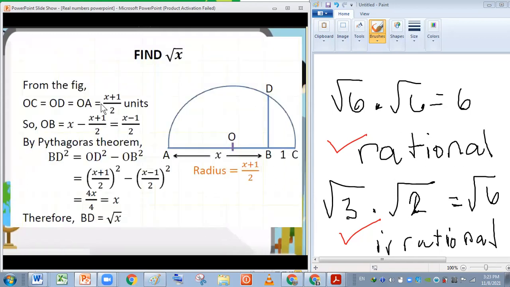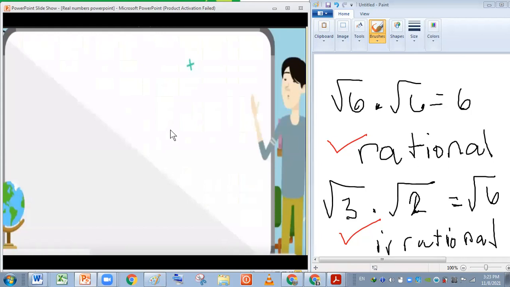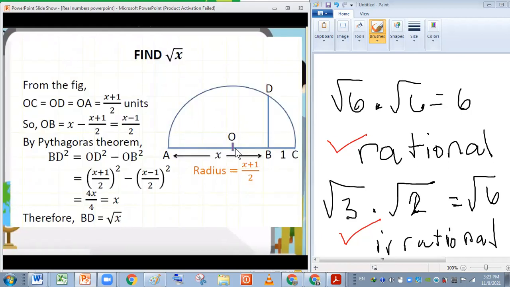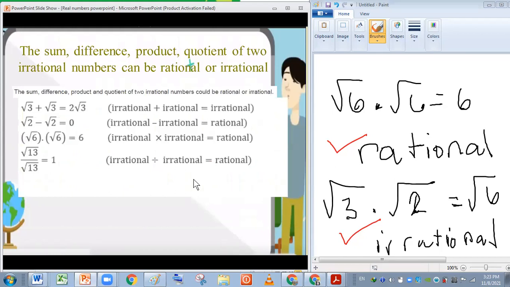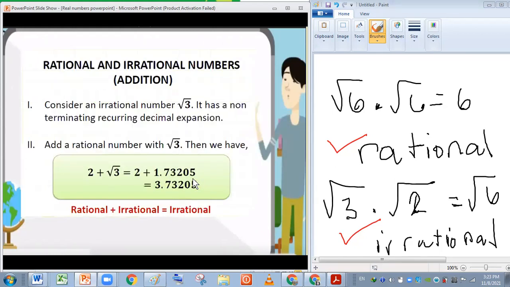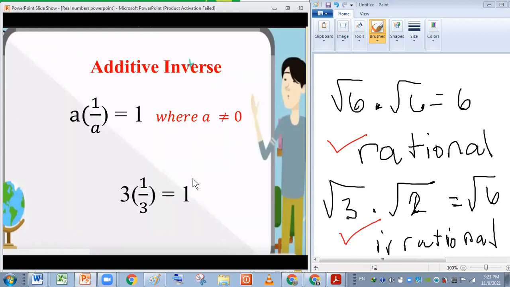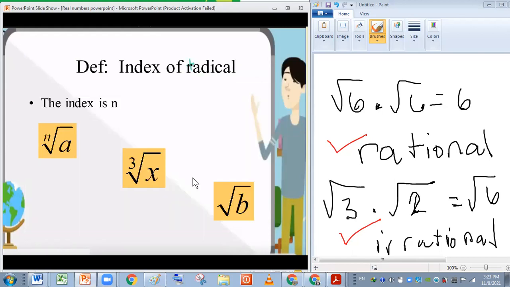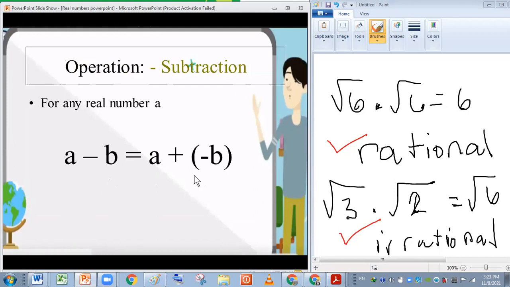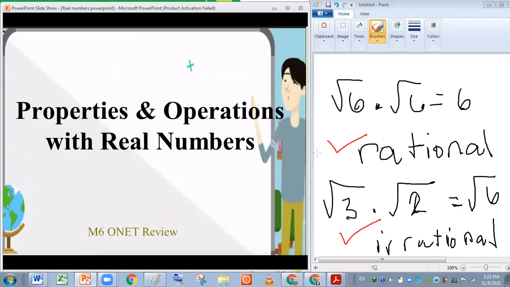Okay, so it's actually like the proof in finding the value for the root of x. I think that's all for this lesson. These are the properties of real numbers and the operations of real numbers. Okay, once again, thank you for listening and goodbye.